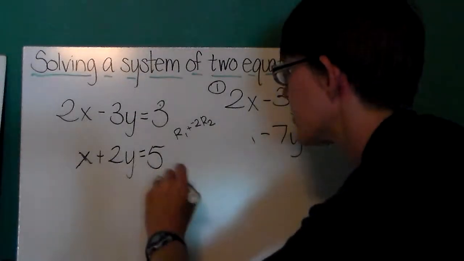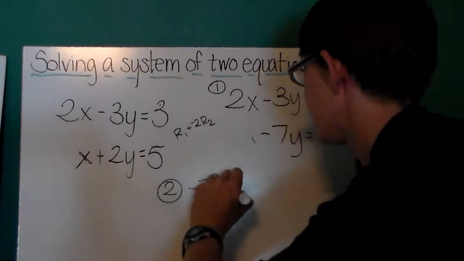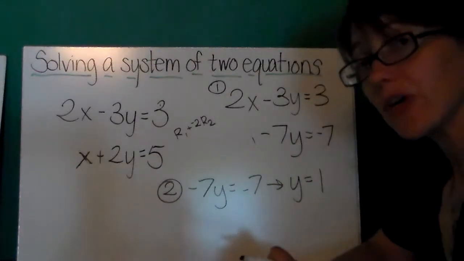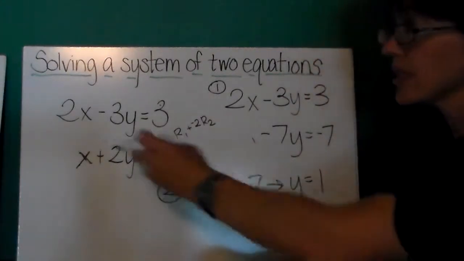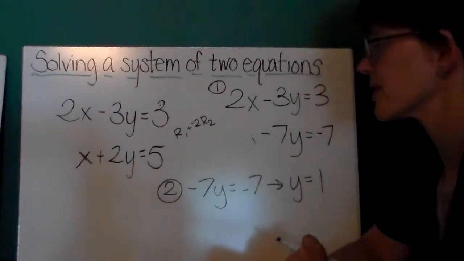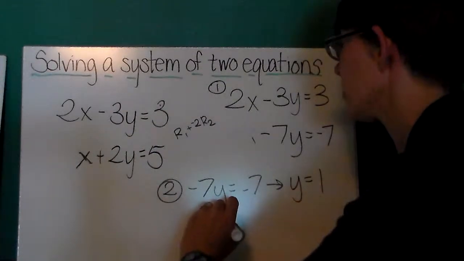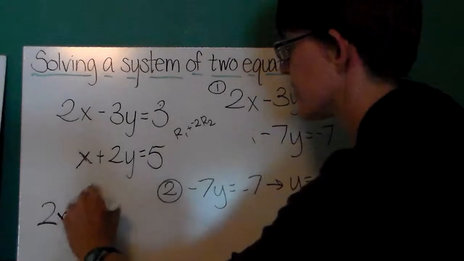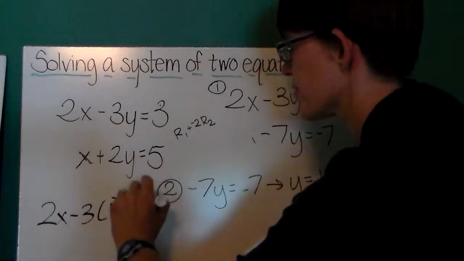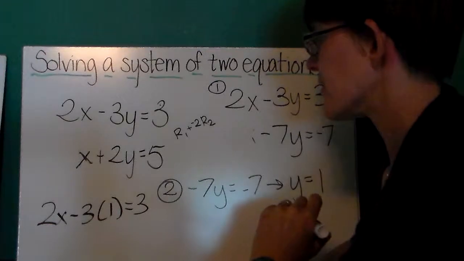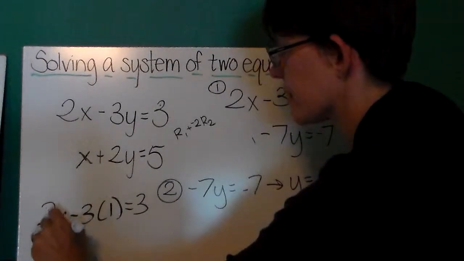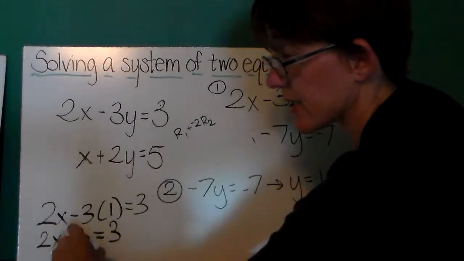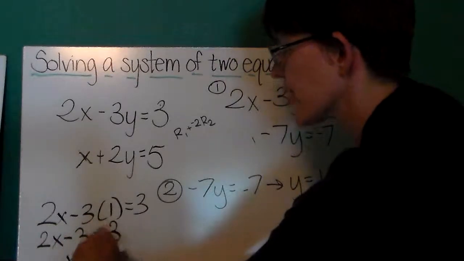Well, this means that y equals 1. Now that I know that y equals 1, I can substitute this value into either one of my original equations. I will substitute it into the top equation, 2x minus 3 times 1 equals 3, and I get 2x minus 3 equals 3. Adding to both sides, I get 2x equals 6, or x equals 3.